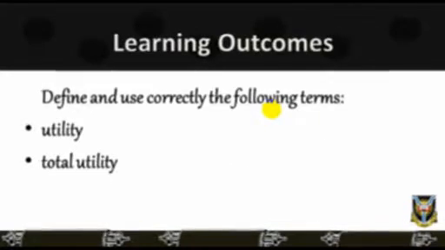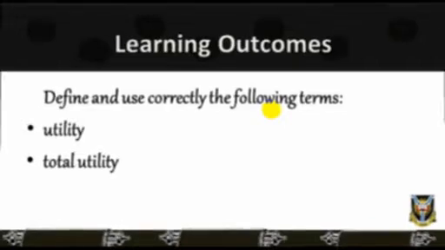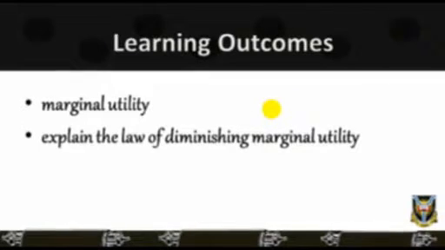Learning outcomes. When you have studied this session, you should be able to: 1. Define and use correctly the following terms: utility, total utility, marginal utility. 2. Explain the law of diminishing marginal utility.